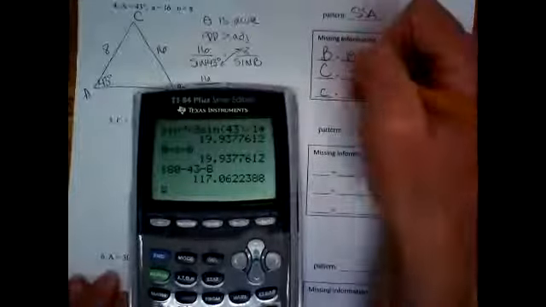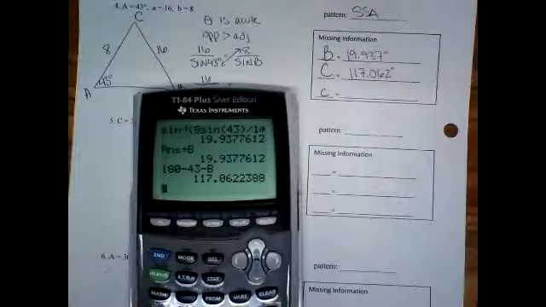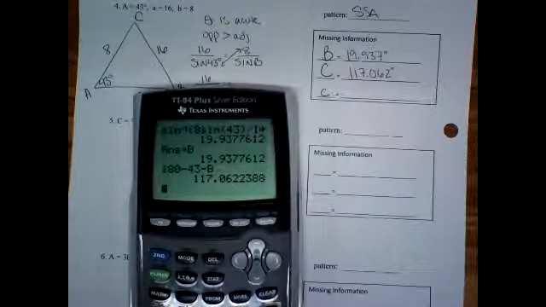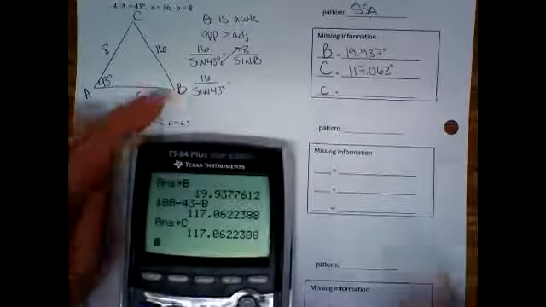I got 117.062. Okay. I like confirmation. If I type it wrong, and I'm a human being, I can mess stuff up, right? I need confirmation. Quick, store it. Store alpha C, enter. And then we're going to set up one more ratio to get that last side.